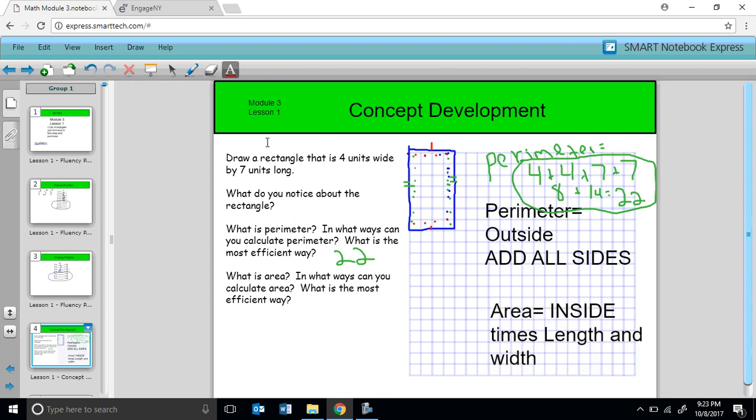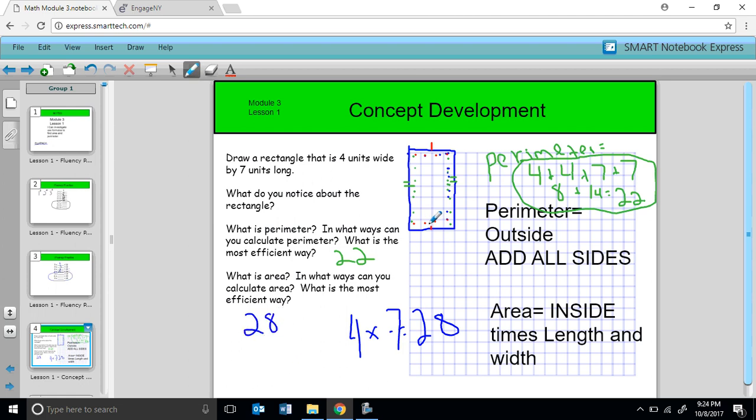So what that means is I'm going to do 4 times 7, which gives me 28. Another way you can do it is count 1, 2, 3, 4, 5, 6. That eats up time. Our time is precious, guys. You don't want to spend 30 seconds counting 28 squares. So I would say that counting them individually is not the best way.